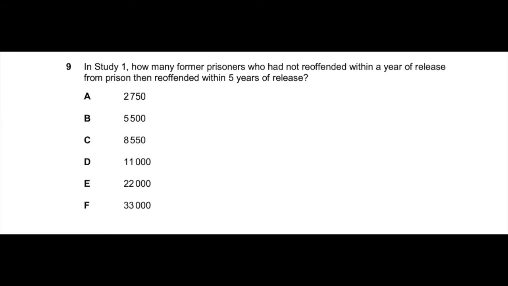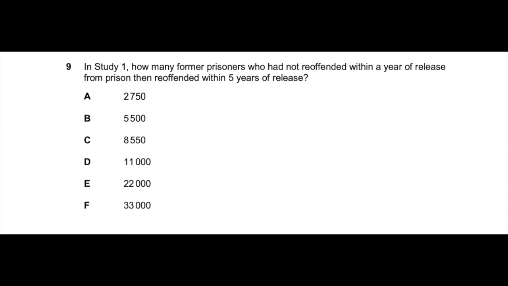Therefore, the percentage to reoffend between the end of the first year following release and the end of the 5th year following release was 22%. 66 minus 44 equals 22. Therefore, the number of prisoners who had not reoffended within a year of release from prison but then reoffended within 5 years of release was 50,000 multiplied by 0.22 equals 11,000 prisoners.